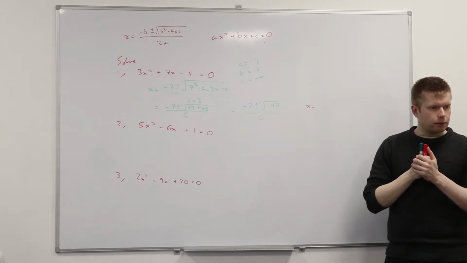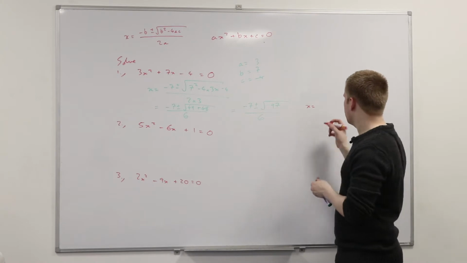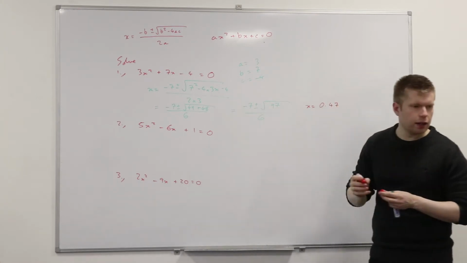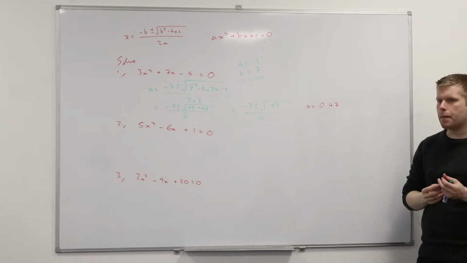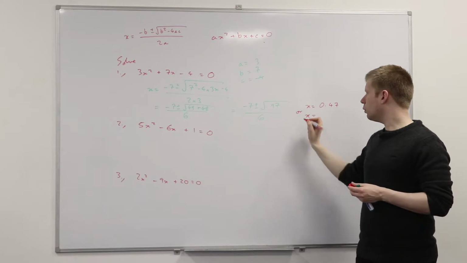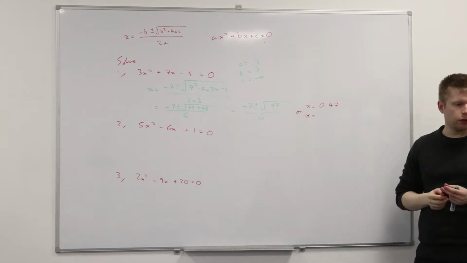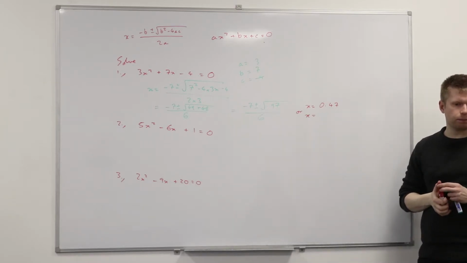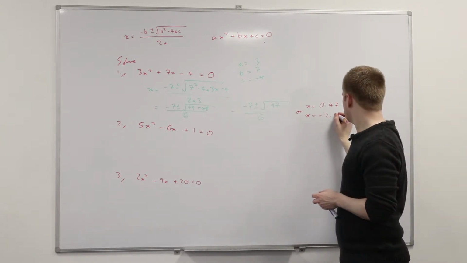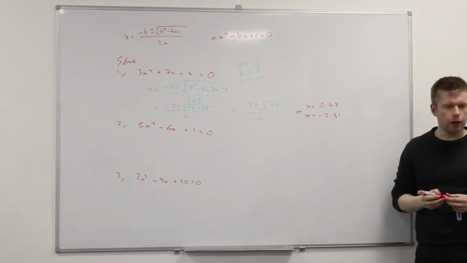Denise, have you got an answer for me? Okay, so let's go 2 decimal places. So 0.47, or if you go back and change it to a negative, -2.81.